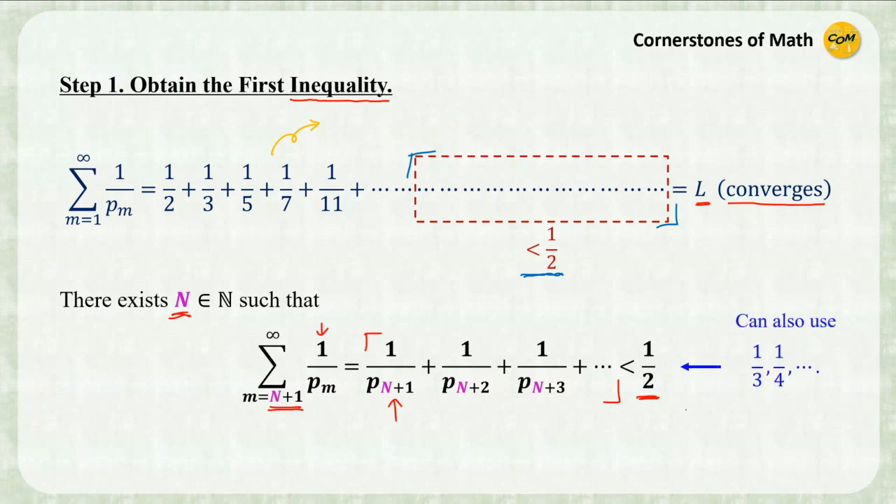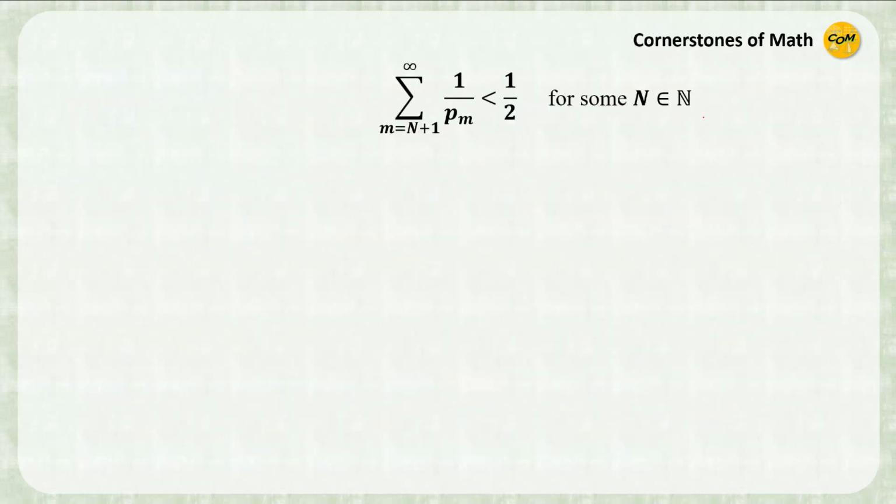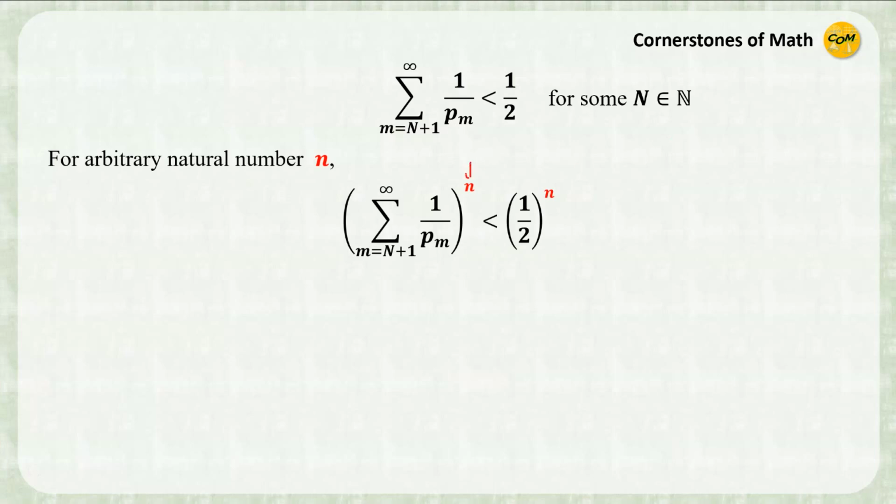As for the number on the right hand side, you can also use other values such as 1/3, 1/4, etc. But let's just use the simplest number, 1/2. So we have this inequality. The next step is that we raise each term to the nth power, now with lowercase n, which denotes an arbitrary natural number. Then on the right hand side we have 1/2 raised to the nth power, which is greater than this entire series raised to the nth power. This seems a weird thing to do, but it becomes even weirder.